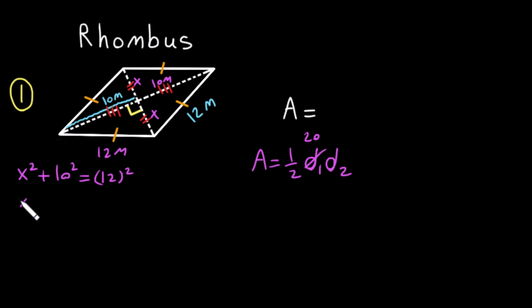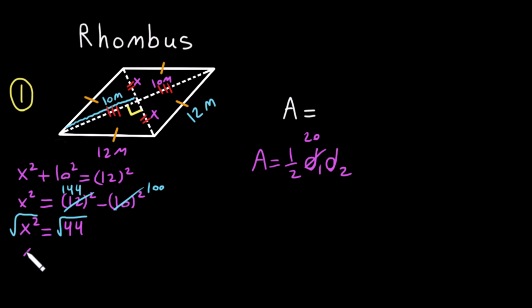Now we have to find this x, so we take this one to the other side. So x squared equals 12 squared minus 10 squared. We know 12 squared is 144 and 10 squared is 100. So x squared equals 144 minus 100, which is 44. Now we can take the square root of both sides.